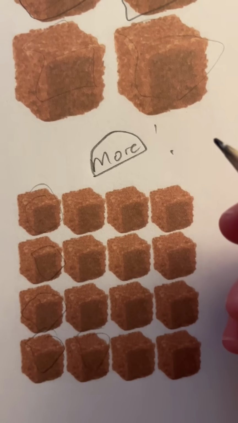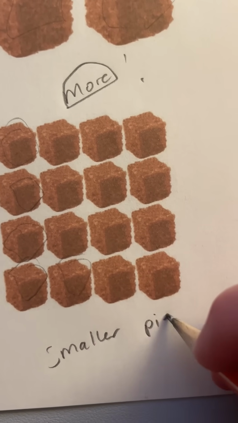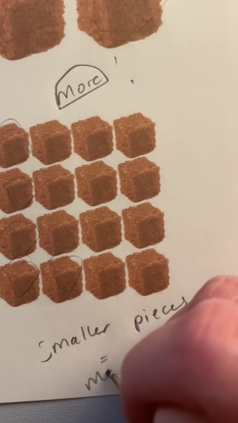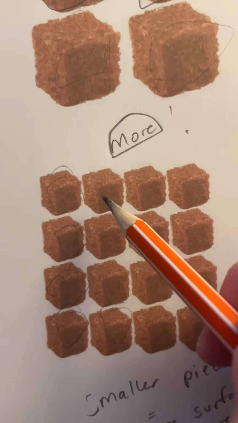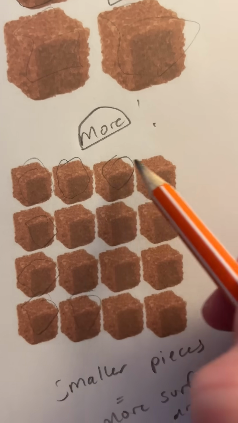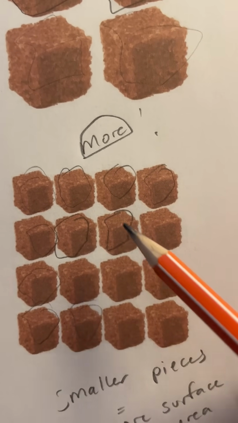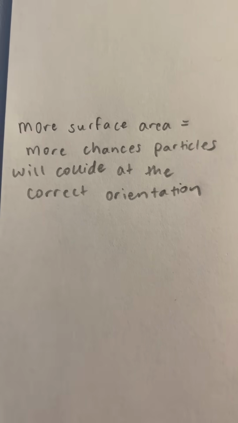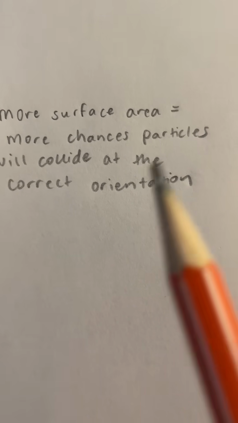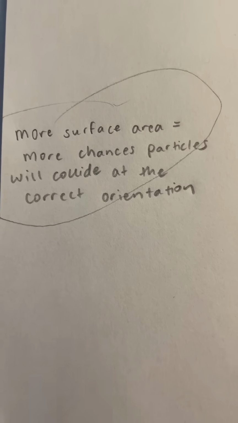The smaller the pieces, the more surface area there is, because there's more area exposed so that a chemical reaction, or in this case, our sugar, can hit the tea. So the more surface area there is, the more chances there are that the particles are going to collide at the correct orientation, which is how a chemical reaction happens in the first place.